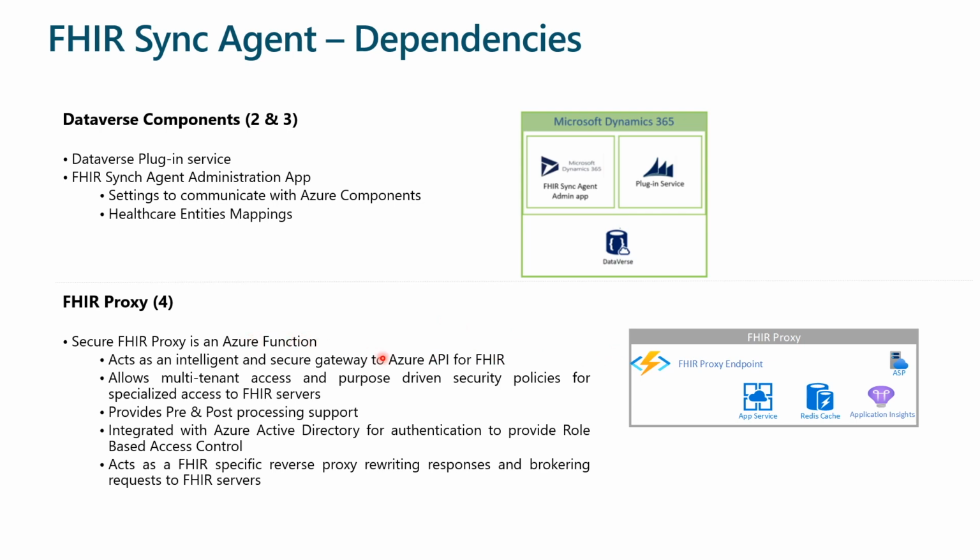FHIR Proxy is an Azure function and acts as an intelligent and secure gateway to Azure API for FHIR. It also has support for pre and post processing. It is integrated with Azure Active Directory for authentication to provide the RBAC. It acts as a FHIR-specific reverse proxy, rewriting responses and brokering requests to FHIR servers as well. So if you look at the components, it's an Azure function with its own app service and app service plan along with the Application Insights.